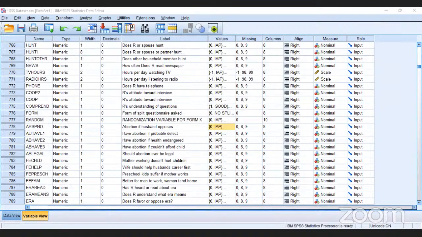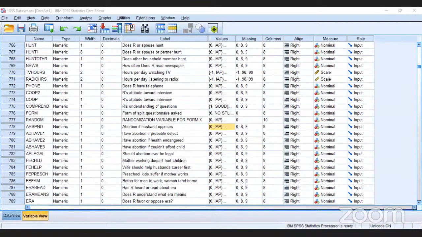So, abort if husband opposes. According to our findings, 28% of participants say yes, while 71% refuse. The next question is abortion if probable defect. Looking at the same topic, still on abortion, 75% of the people have changed. They say yes.